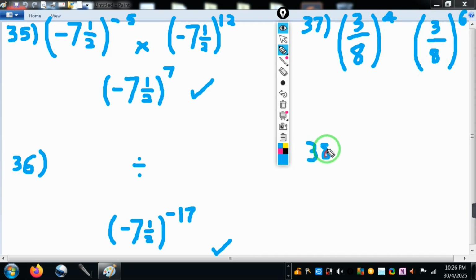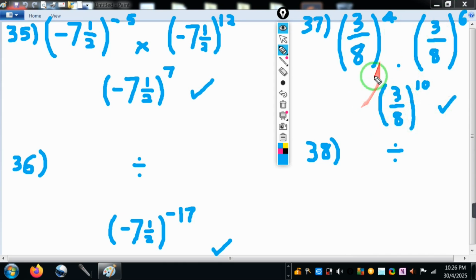38 will be the same thing. Same here, same here. We'll be doing the division here. For this, I'll be doing the multiplication. So what is the answer? 38, small over big is a proper fraction. Multiplication means plus. The powers, 4 plus 6 is 10. You can leave it like that, 100% correct.